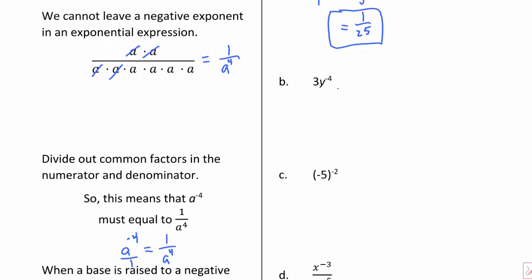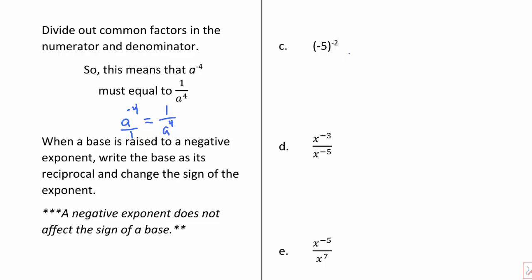Okay, let's look at 3y to the negative fourth power. What's the base here? The base is just y, because the very first thing to the left of the negative 4 is y. So this is going to give me 3, and because we have y to the negative 4, I'm going to move this to the denominator, so it's 3 divided by y to the positive fourth power. So it is 3 divided by y to the fourth power. There you go.